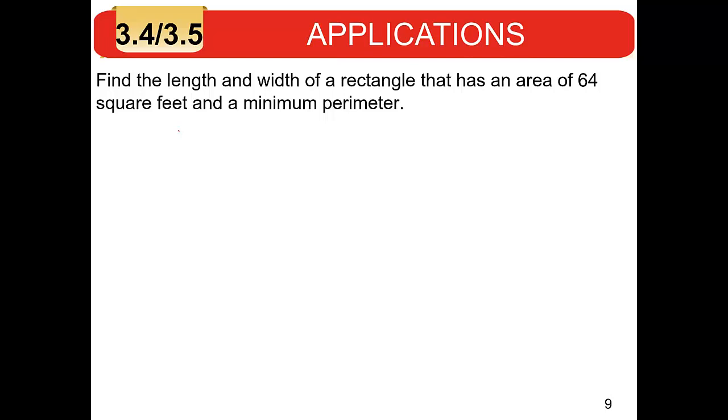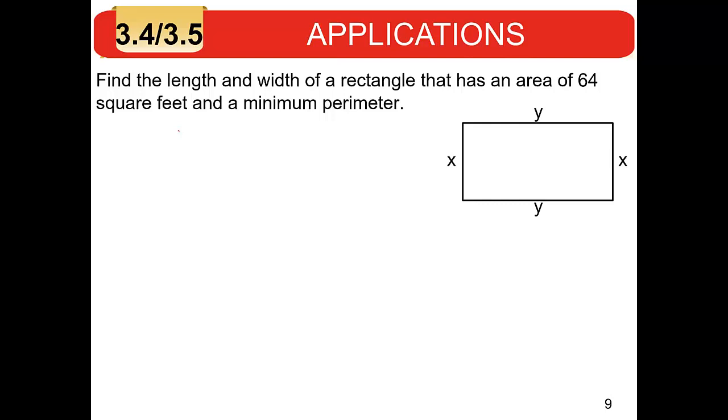How about this one? It says find the length and width of a rectangle that has an area of 64 square feet and a minimum perimeter. The last problem, we were maximizing area given a certain perimeter. This time, we're minimizing perimeter given a certain area. Sort of the flip side. Starts out the same though. Draw a picture. You've got a rectangle. If you want to use L and W for length and width, that's fine. I used x and y.